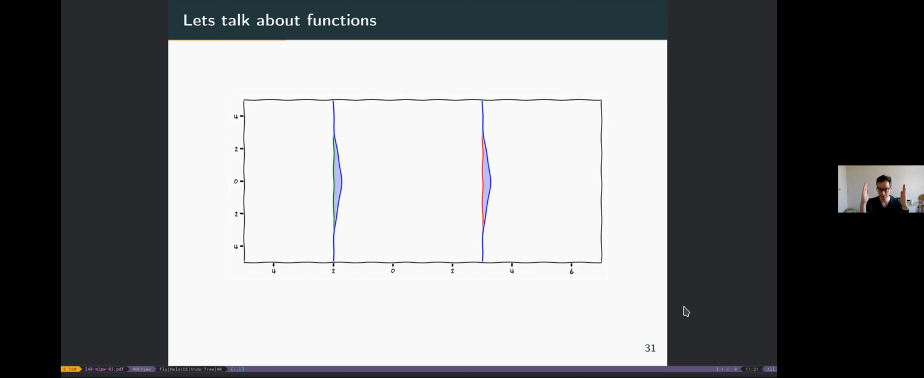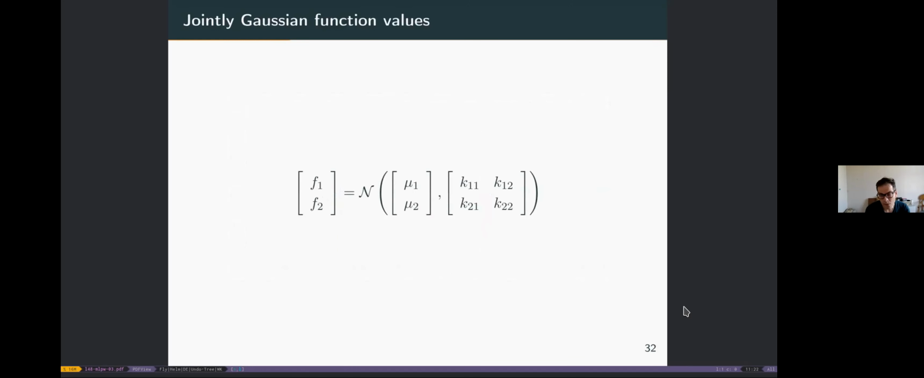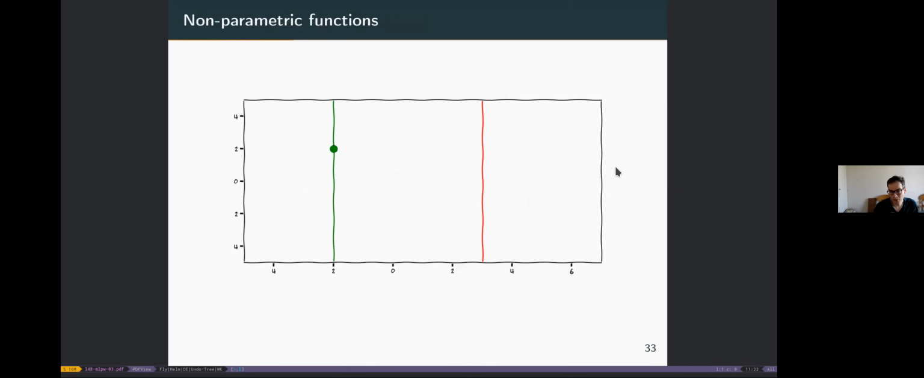So what we're going to say is that these two function values, the intersections of the function at the green and the blue lines, are called f, and they follow a joint Gaussian distribution that has mean mu and this 2 by 2 covariance matrix. So now let's say that you actually gave me the value at the green line.